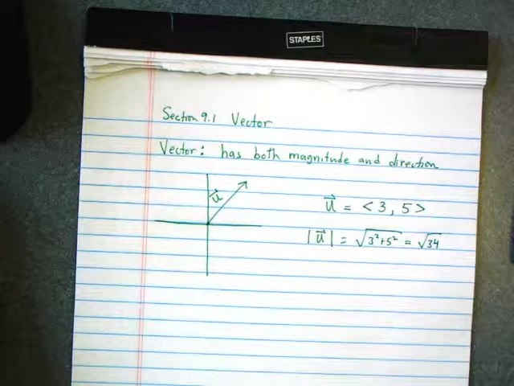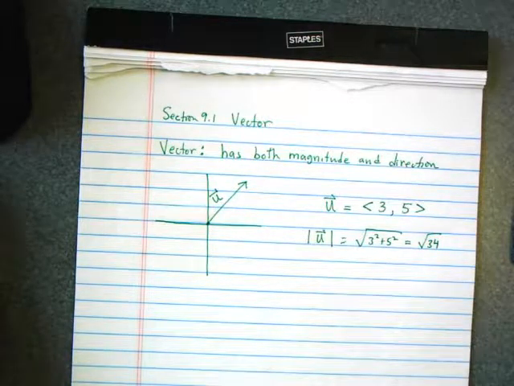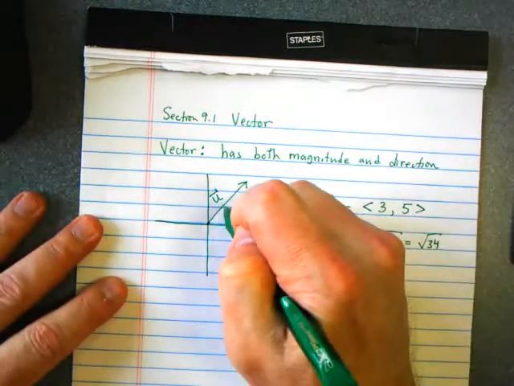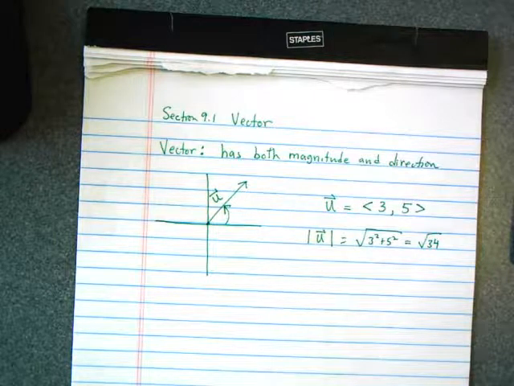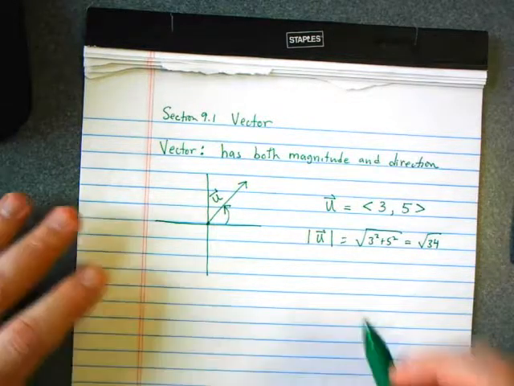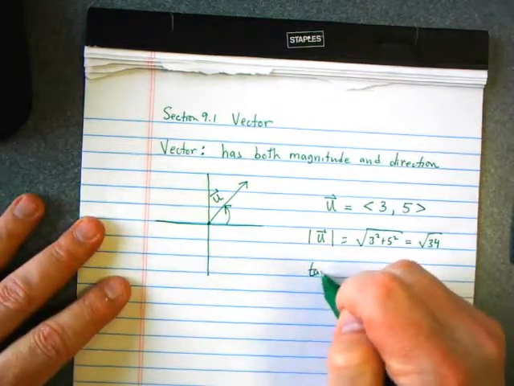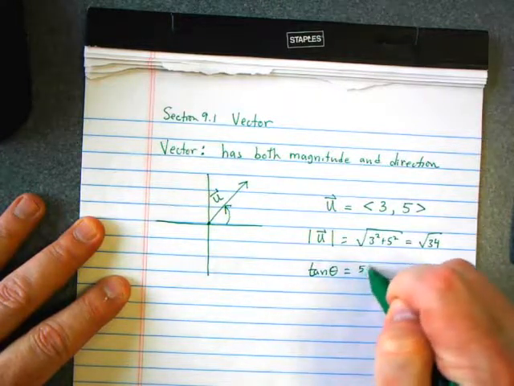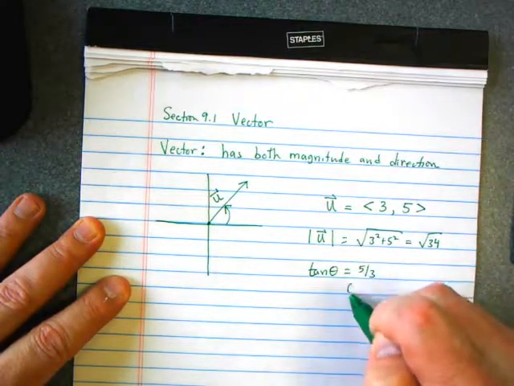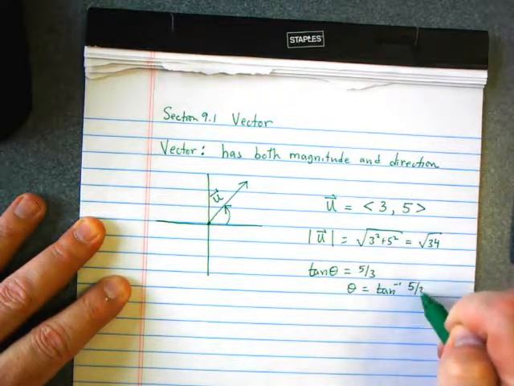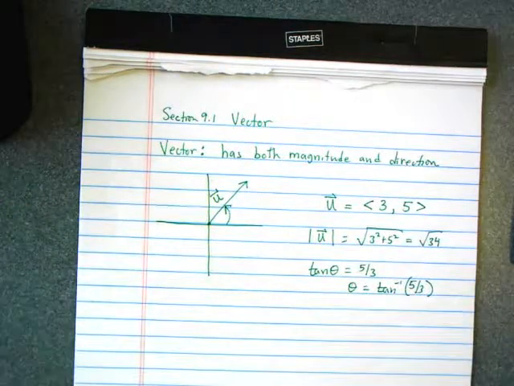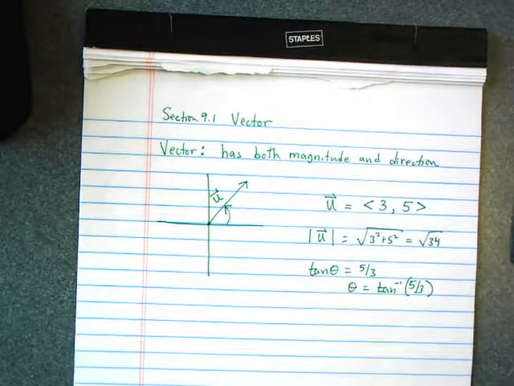And what do we mean by direction? The angle. All right, so the direction is the angle. How would we find that angle? Tangent. Tangent of the angle theta would be 5 over 3. So theta would be tangent inverse of 5/3. And that's not one of the ones we've memorized. We could, of course, use the calculator to get a decimal approximation for that.